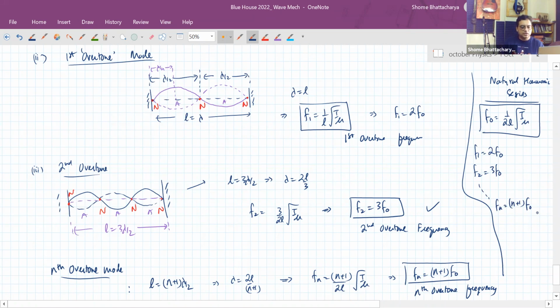And the sound that a string like this will produce when it is plucked and it goes into its modes of vibration, the pitch of the sound, what we call the pitch in musical terms, that is as a result of this harmonic series. Okay.